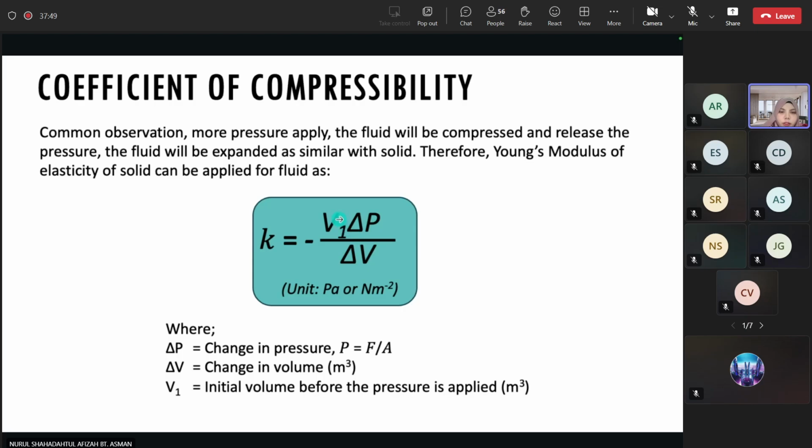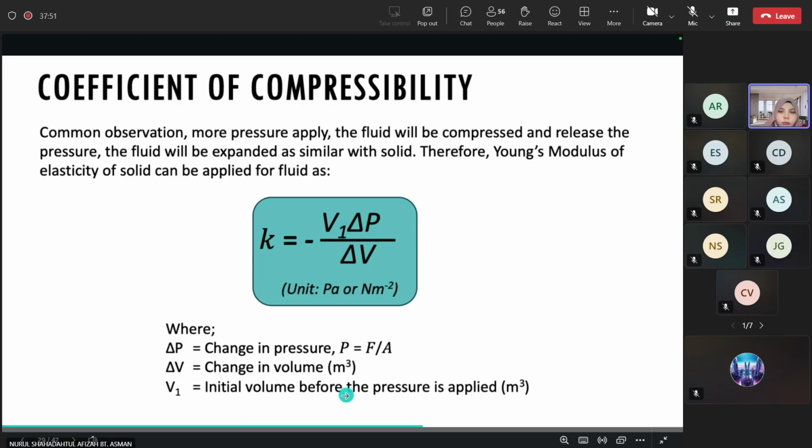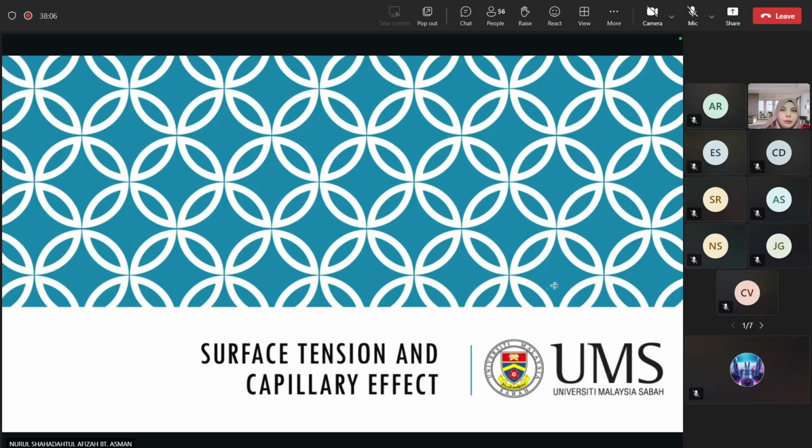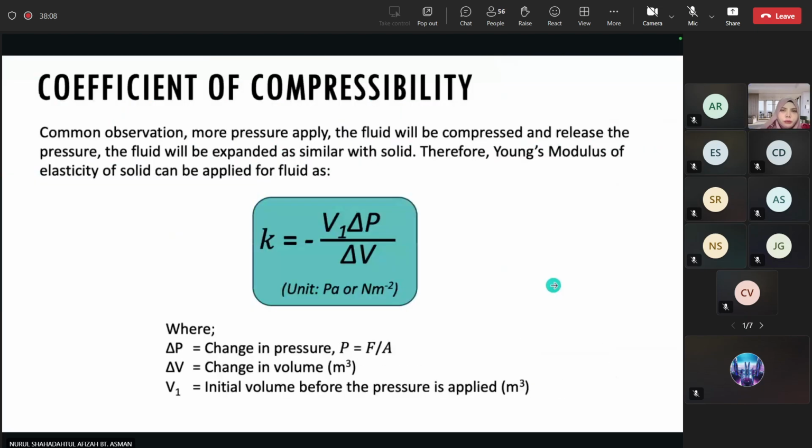V1 is the initial volume before the pressure is applied. Then P is the change in pressure, which is force over area, and then you divide by the change in volume. So that is how to calculate the compressibility.